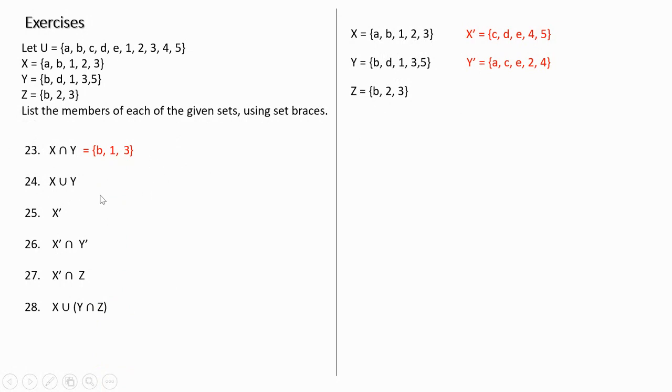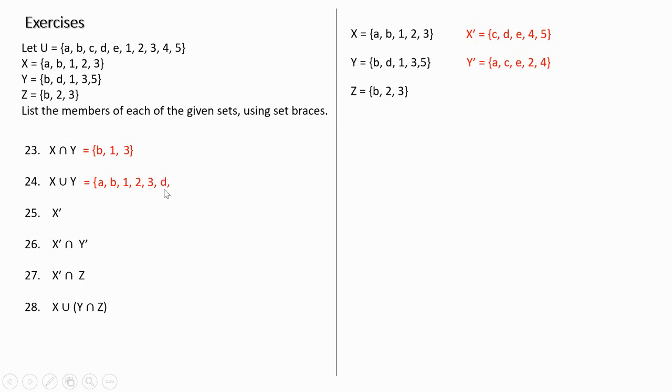Okay, now number 24. Let's do X union Y, or X or Y. That's what that means. And like I said before, we're going to put everything that's in X first, which is A, B, 1, 2, 3. Now we're going to go to Y. If it's already in there, we don't write it again. Is a B already in here? Yes. Is a D in here?